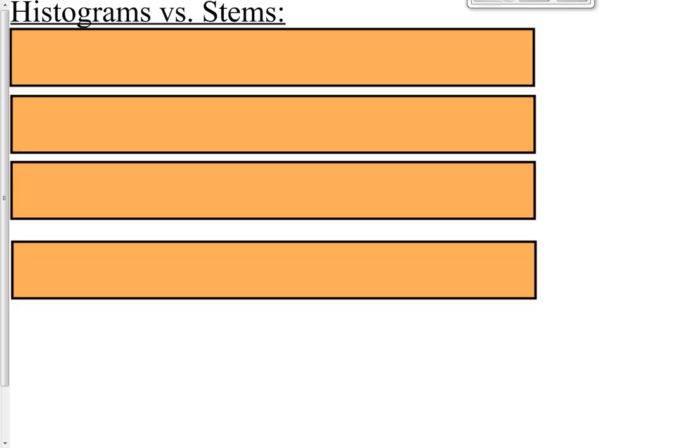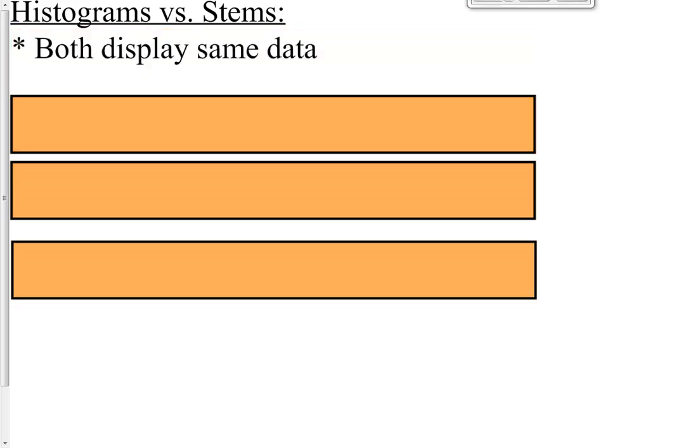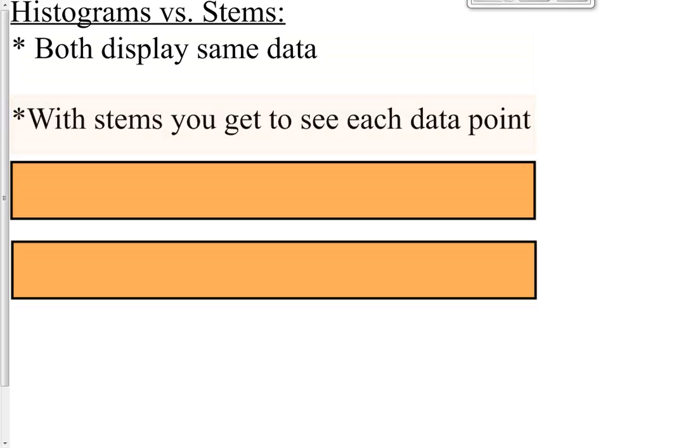So when we compare the two of them, they display the same data. We could use histograms and stem plots for the exact same information. With stems, however, one thing that's kind of nice is you get to see each individual data point. Remember with histograms, we just saw, like, in between the 60s and 70s, for example, was one bar. You couldn't see how many people got a 63 or what people got a 68 or something like that. With stem plots, you get to see each and every individual data entry.